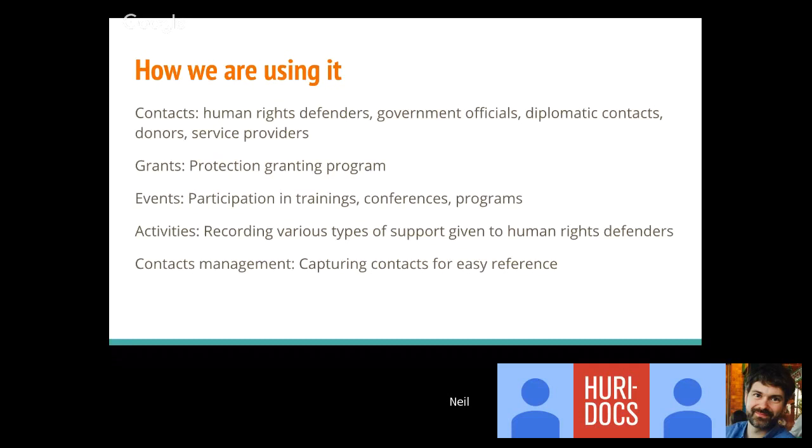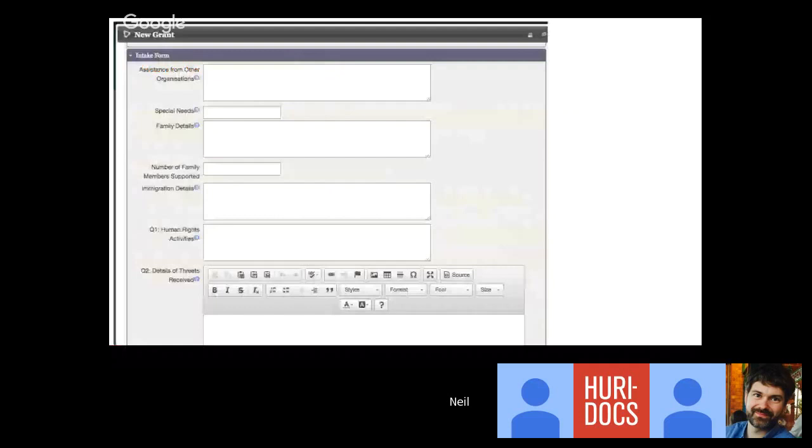So here's just a couple of snapshots from our database. We use the grants module to keep track of our individual grants. And this is just a small section of the overall form. But we found it fairly easy to build the form and tailor it to the needs. And this was done in collaboration with the protection department, who are the users of the database.